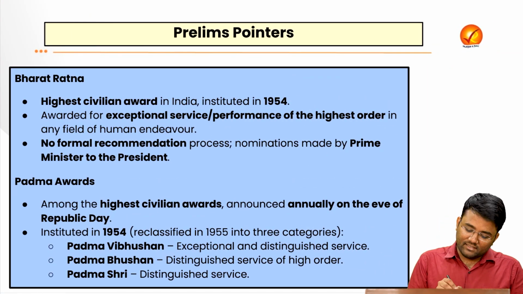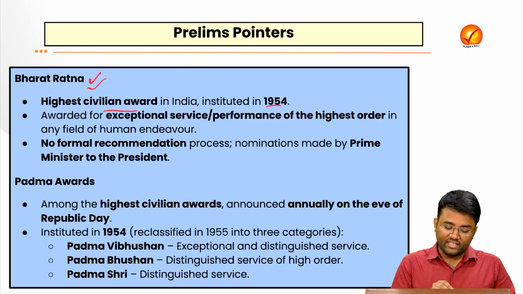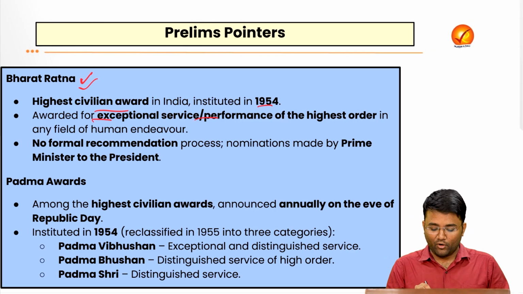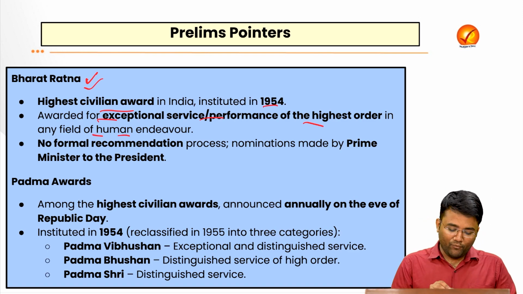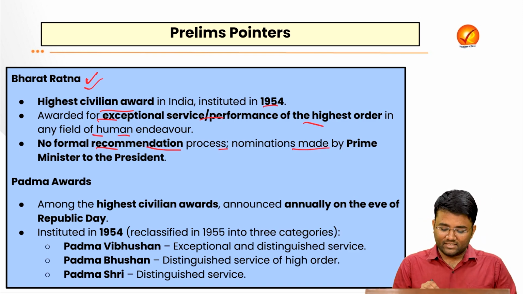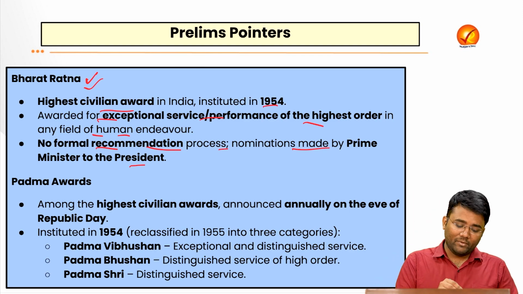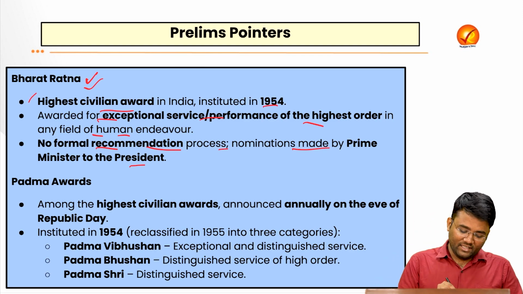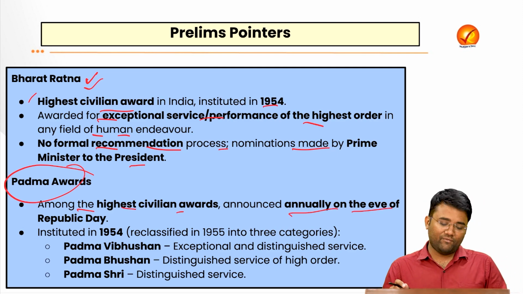The highest civilian award in India is the Bharat Ratna, which was instituted in 1951, and it is awarded for exceptional service of the highest order in any field of human endeavor. There is no formal recommendation process. Nominations are made by the Prime Minister to the President, and then the government announces the Bharat Ratna. Whereas the Padma Award is one of the highest civilian awards, and it is announced annually on the eve of Republic Day.